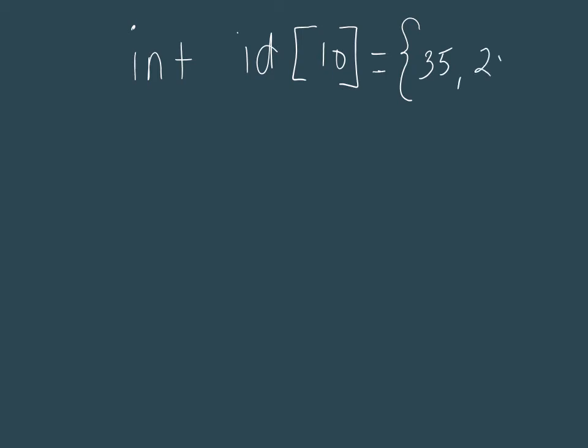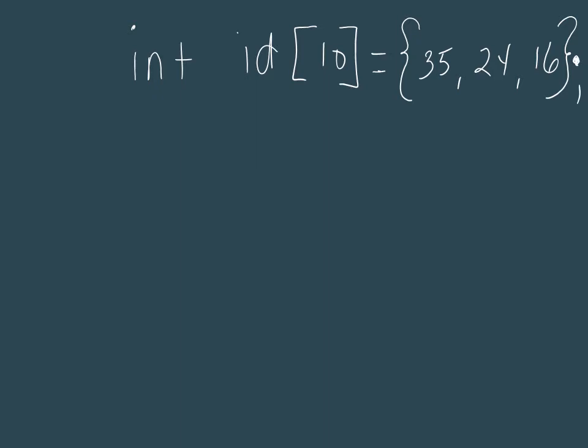So I could say int is my data type, ID is the name of my array, and I have 10 cells, and I want to initialize them to numbers. The way that I do that is I use curly braces. So I say I want to use 35, 24, and 16. All right, so I did something a little different here just to show you what would happen.